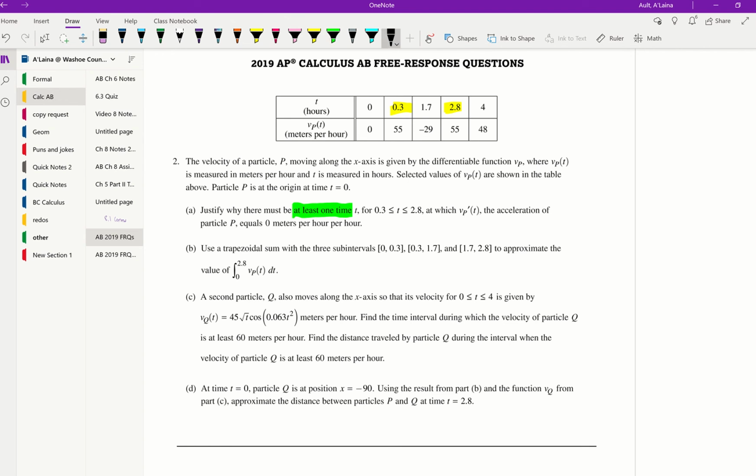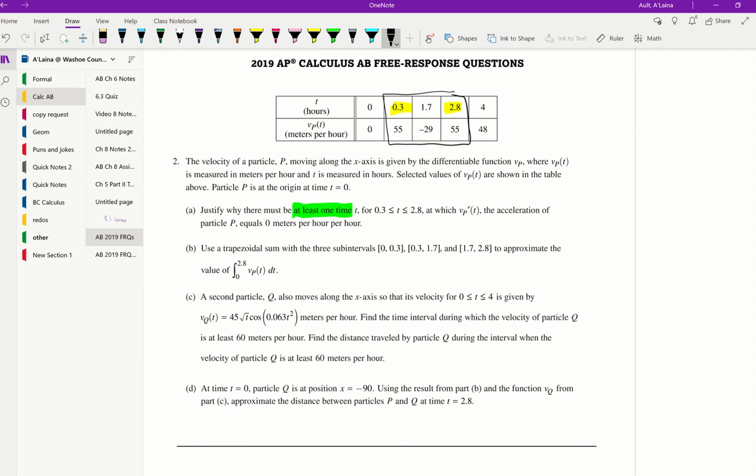So in this particular problem, since we're only looking from 0.3 to 2.8, make sure you are only looking at those values for this part of the problem. And we want the rate of change of V to be equal to 0. So when we're talking about rates of change and the theorems, you might really want to be considering the MVT or Rolle's theorem, which is a special case of the MVT.